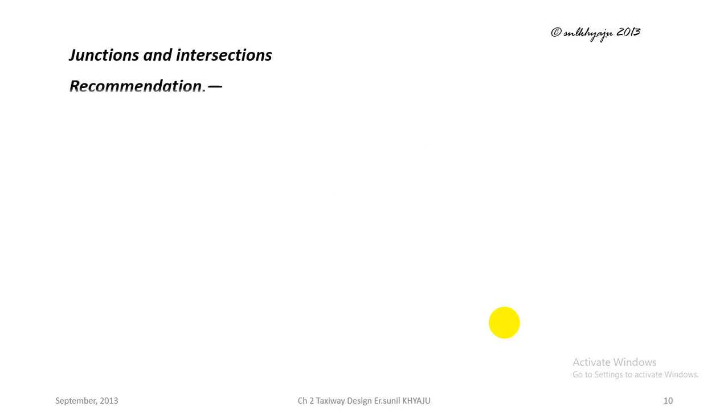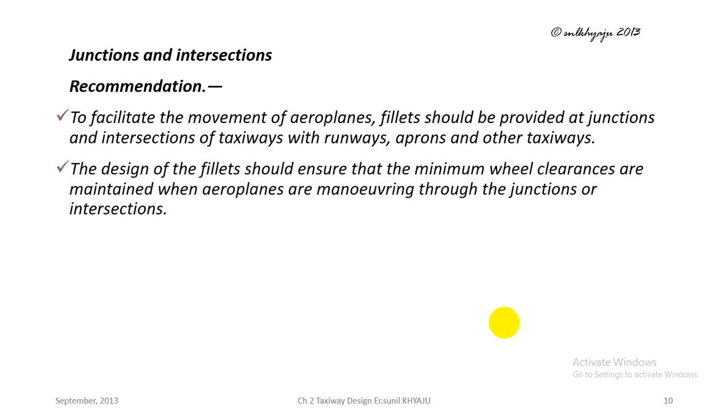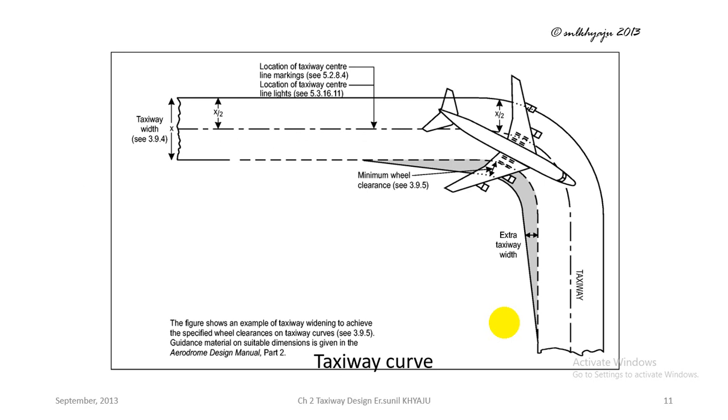Junctions and intersections. ICAO recommendations: to facilitate the movement of aeroplanes, fillets should be provided at junctions and intersections of taxiways with runways, aprons, and other taxiways. The design of fillets should ensure that the minimum wheel clearances are maintained when aeroplanes are maneuvering through the junction or intersection. And this is the figure showing the taxiway curve.